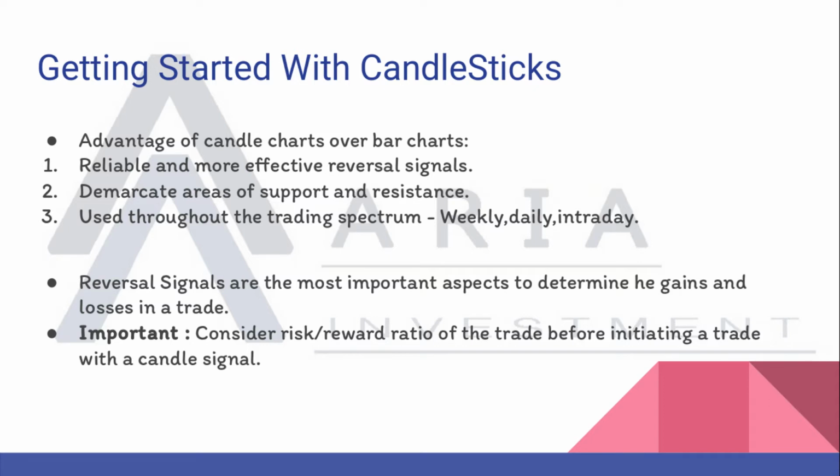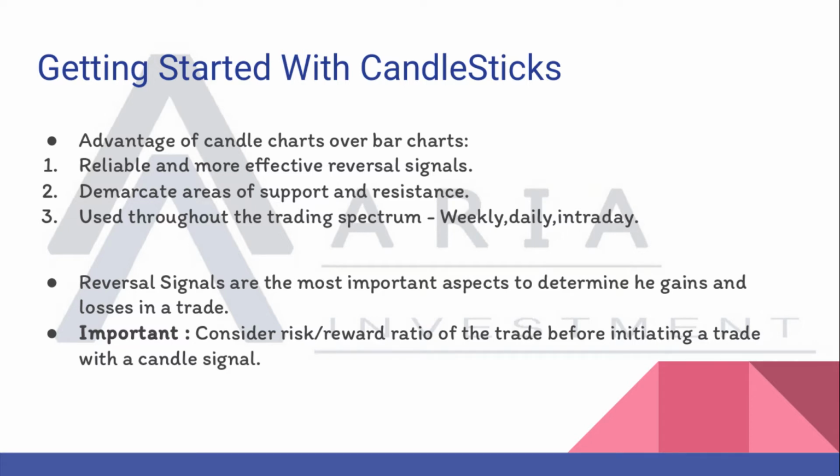Also, candlesticks are important in demarcating areas of support and resistance. Support and resistance are the two major factors that we study to determine the trend of the market. Also, we can use candlesticks in our weekly, daily, and intraday trading. So, candlesticks can be determined as one of the most important features that we use to determine the trend. But risk to reward ratio has to be considered before initiating a trade.